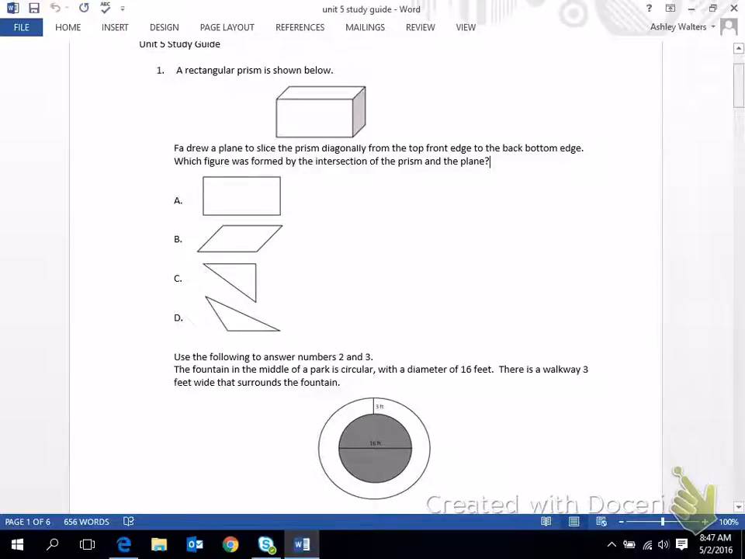So if you draw a line that represents the line that Fa drew, you are drawing it from the top front edge to the back bottom edge. So something like this. If we were to split that apart and then look at the shape that was created, when you cut a rectangular prism in half, you should see a triangle. And you're going to contain a right angle in that triangle because rectangles are made up of right angles. So C is the correct answer here.